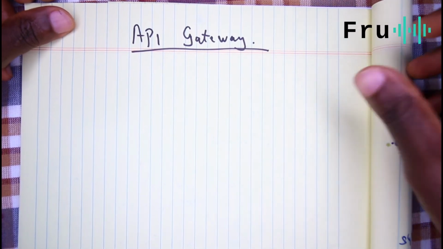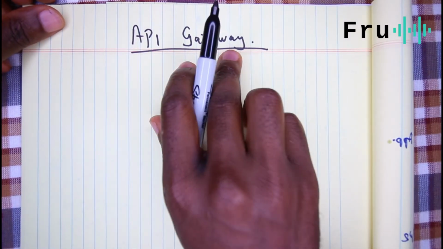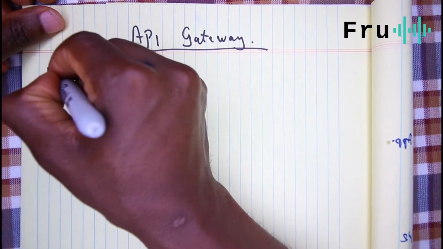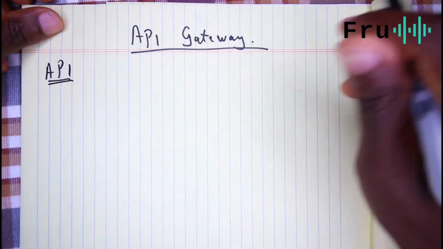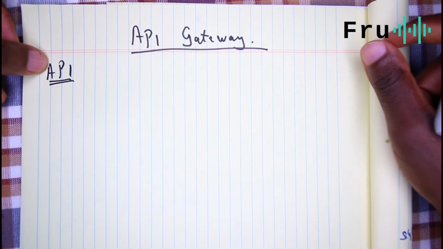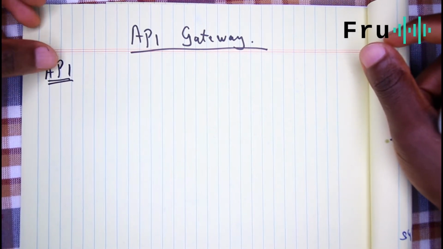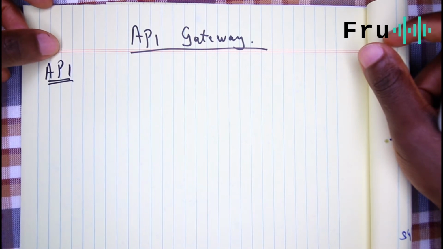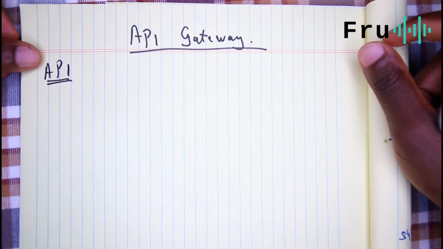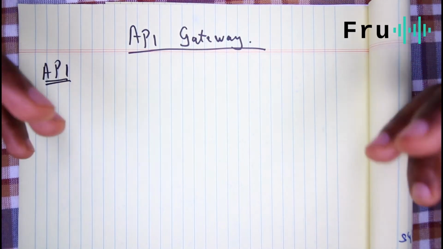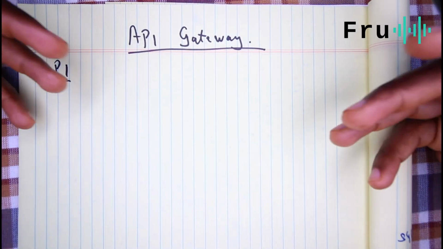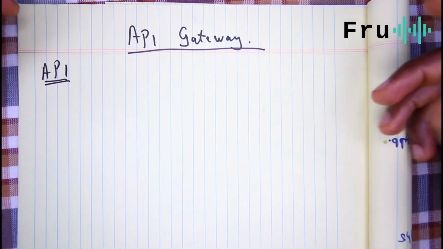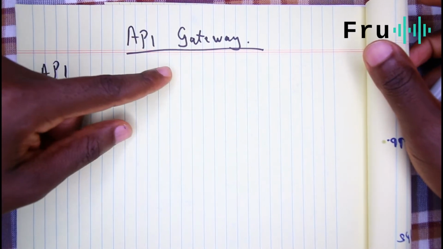So what is an API gateway? To dive into the API gateway, first of all, I'm going to assume that we know what an API is. I've already made some videos about an API. That simply stands for Application Programming Interface. And a lot of application developers are leveraging APIs for their apps. So what then is an API gateway?